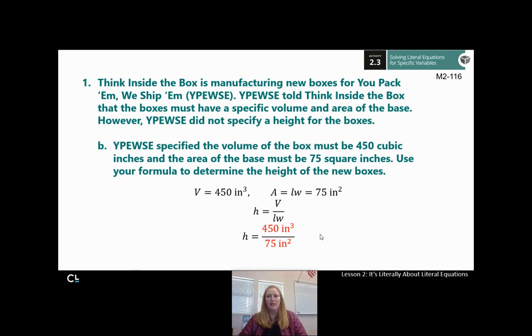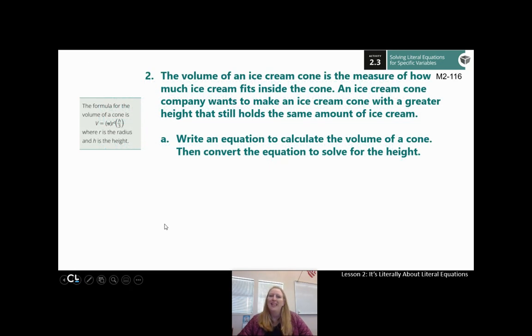So I'm going to plug it in. And at this point, I need a calculator. Hi, Mr. Calculator. So 450 divided by 75. Oh, I got 6. And inches cubed divided by inches squared gives me plain inches. So it looks like the height of the box can only be 6 inches. It's not a very tall box. Nice big base, not a very tall box, I suppose. That's all right. I wonder what they're shipping. Just curious. Oh, I guess you pack them, we ship them. You get to decide what goes in the box. That's fair enough. Excellent. Let's move on to something more sweet, shall we?